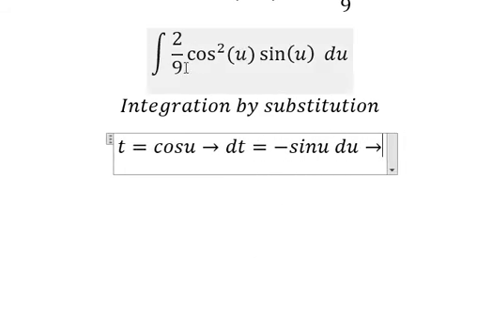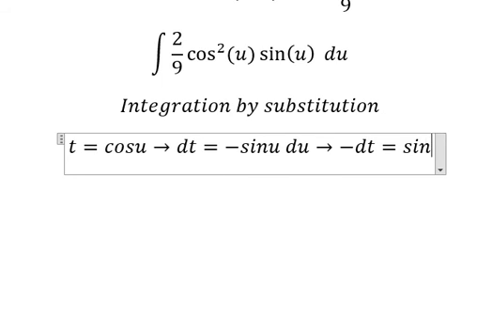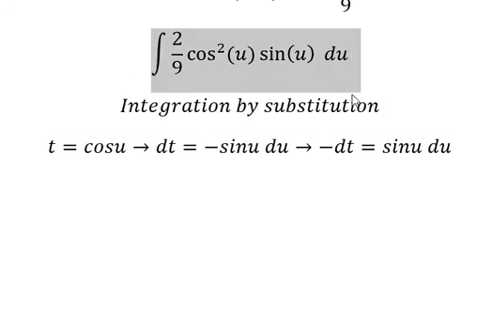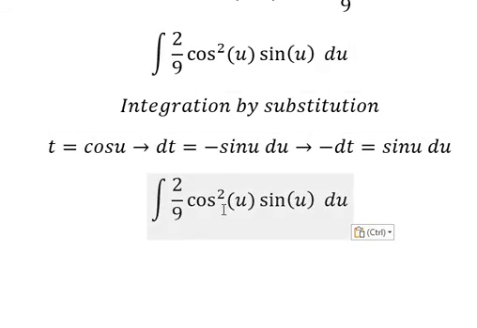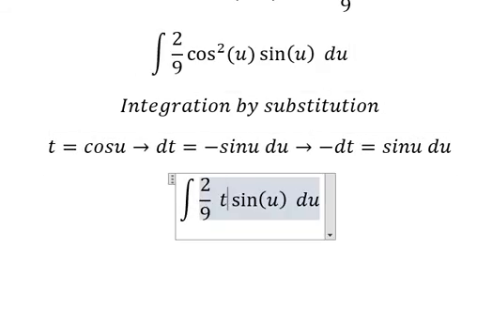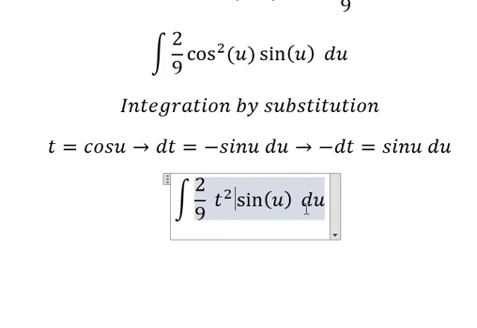Because we don't have the negative sign in here, I will move the negative to the left. This one, t squared sine u du, we change to negative dt.